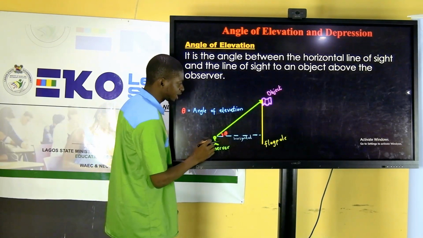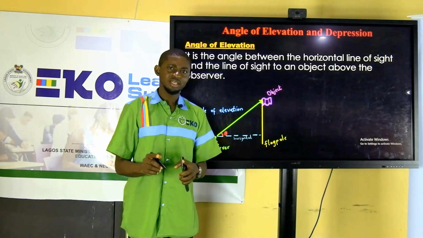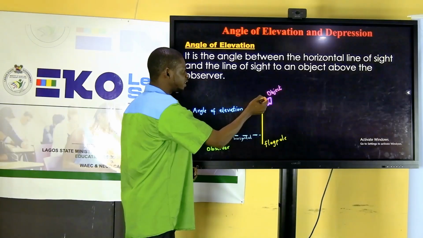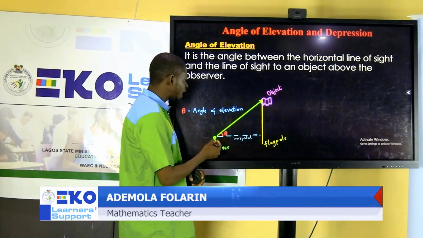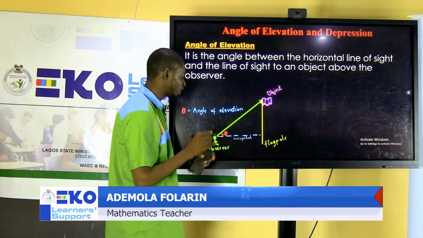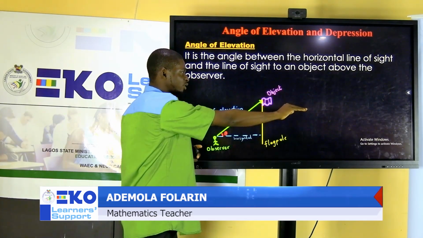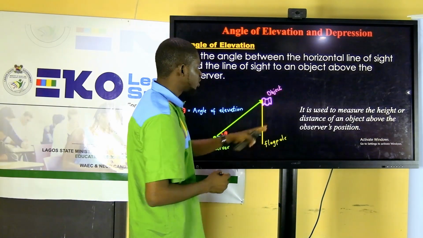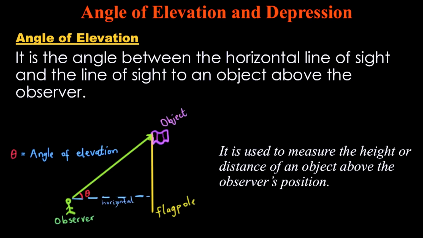This man is looking at a flagpole. Remember, in your various schools, at the assembly ground, there is a pole near it. So when you are looking at the flag, you are making an angle of elevation because you are looking this way. That's angle of elevation. From your line of sight, when you look up, angle of elevation. So it is used to measure the height or distance of an object above the observer's position.